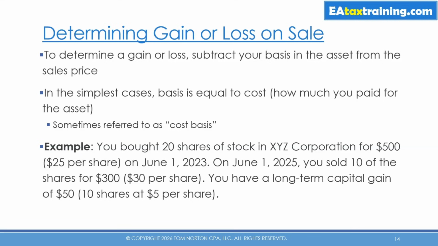So here's another example. You bought 20 shares of stock in XYZ Corporation for $500 or $25 per share on June 1st of 2023. On June 1st of 2025, you sold 10 of those shares for $300 or $30 per share. You have a long-term capital gain of $50 on that sale. So it's 10 shares at $5 profit per share. So again, pretty simple concept. Sales price minus basis equals your gain or loss.